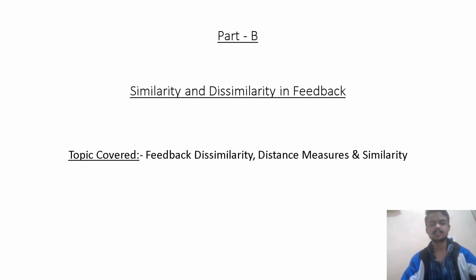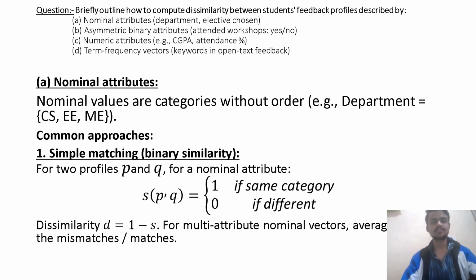This is Naveen, and now let me further explain part B of internal logic. The question is basically: outline how to compute dissimilarity in student features described by nominal attributes, asymmetric binary attributes, and numeric attributes.